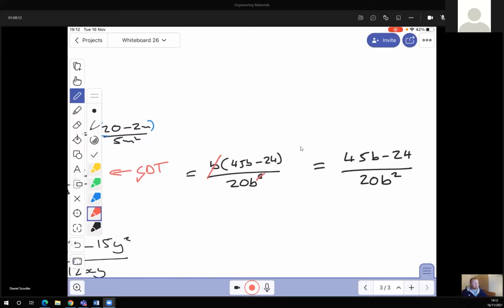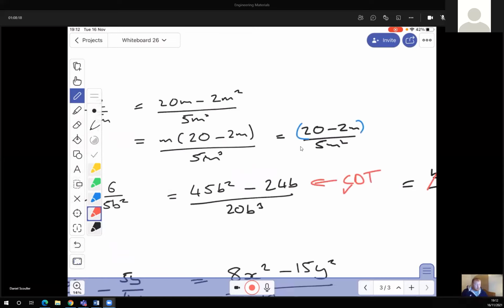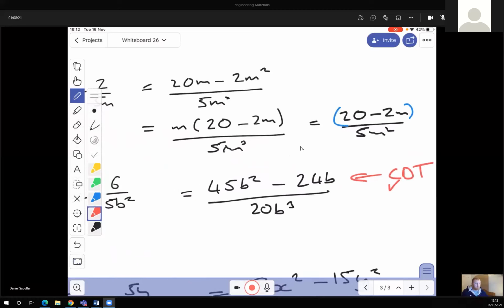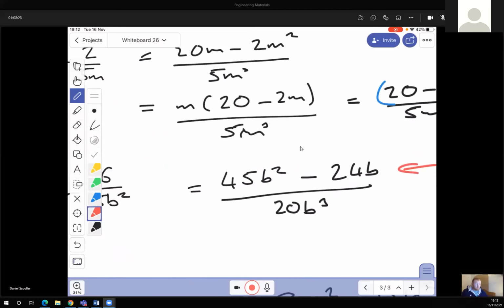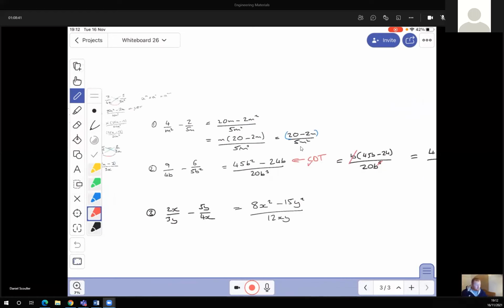Does that make a wee bit more sense? So you were absolutely right. That top line will be 45b squared minus 24b when we make that multiplication. But we need to simplify that top line by taking out a common factor. This one.